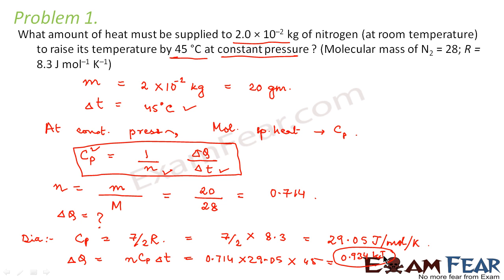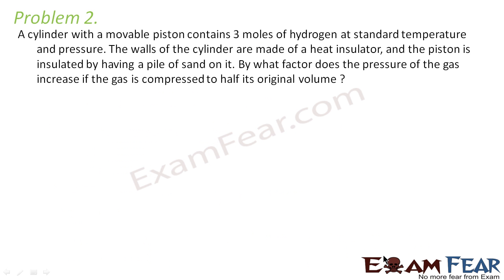Now let us look at the next problem. The problem says a cylinder with a moving piston contains 3 moles of hydrogen at standard pressure. The walls of the cylinder are made of a heat insulator and the piston is insulated by having a pile of sand on it. By what factor does the pressure of the gas increase if the gas is compressed to half its original volume?